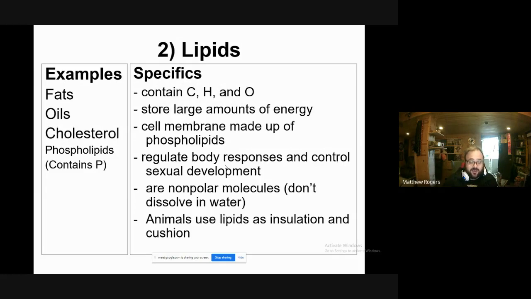It's designed that way. It helps you guys keep warm. And you also have fats wrapped around all your major organs as cushions. If you did not have those lipids there, you can run into problems, especially if you fall and stuff like that. When people have very low fat content, if they fall on the ground, they hurt themselves more than, say, a normal person with the normal fat content, because you don't have that cushion around your organs.